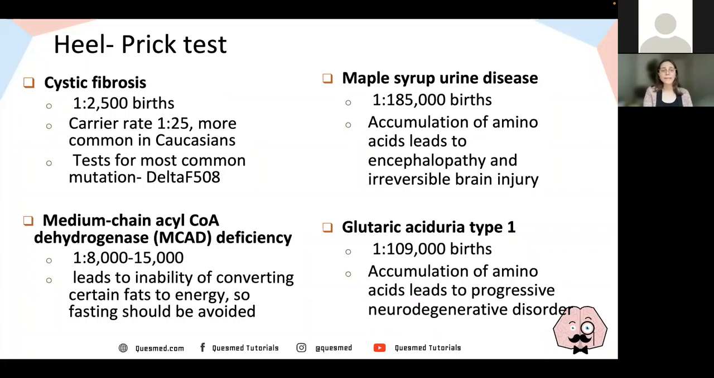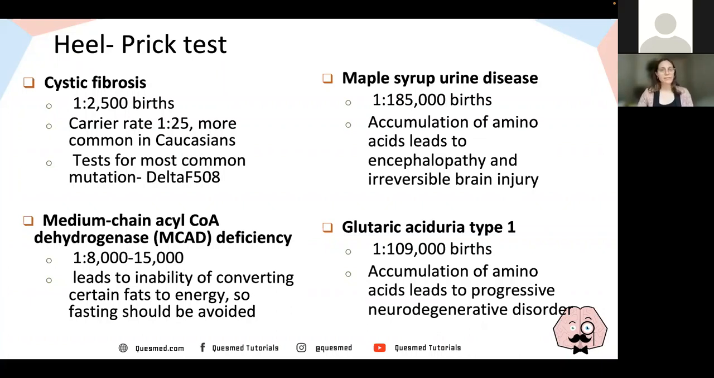And worth bearing in mind that the carrier rate for Caucasians is particularly high. So this is the most common single genetic condition among Caucasians. It's in about 25% of the population. There's an innumerable number of mutations, although the most common to bear in mind, which might come up in exams, is the Delta F508.